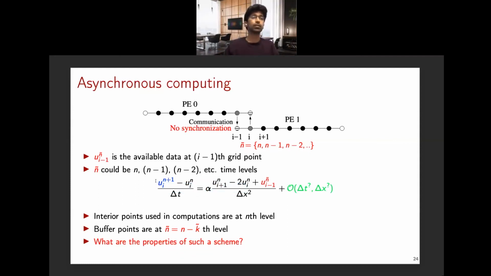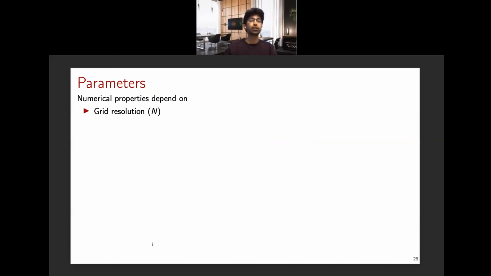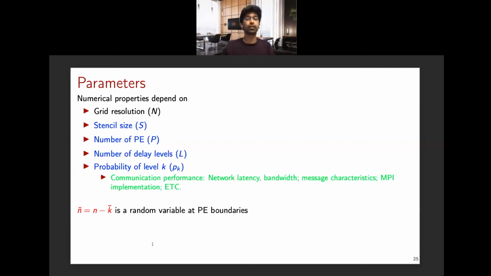Okay, so now the question here is, we do these computations, but how accurate do you even get a stable solution? So that is the question that we want to ask. So we want to analyze the numerical properties of such a method. Now earlier we have seen that the numerical properties depend on the grid size and all the physical parameters, right? But when you do things asynchronously, where you have the stochastic nature and the amount of delay at each grid point, the numerical properties will also depend on the simulation parameters, like what is the stencil size.